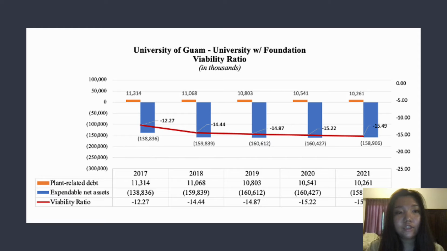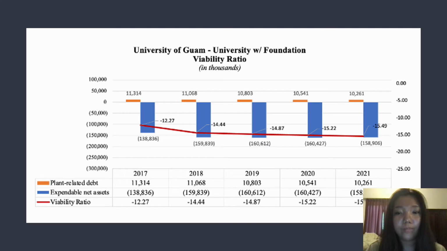The institution that I analyzed is the University of Guam, and I included the foundation, the endowment foundation, which is a component unit, and so we included the net assets and debt from that. The first thing you notice about this graph is how odd it looks, and this is because the blue bars, which are in the negative, are the spendable resources. This means that they do not have any spendable resources as it is in the negative, and that's already a very bad sign.